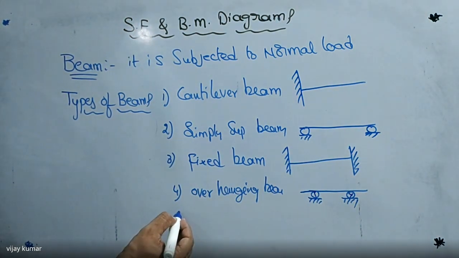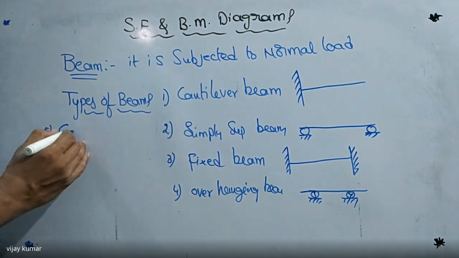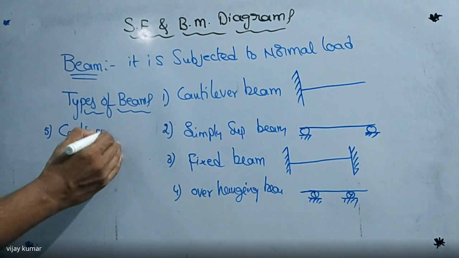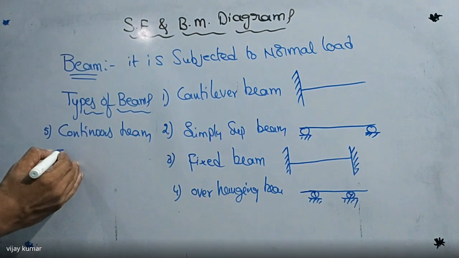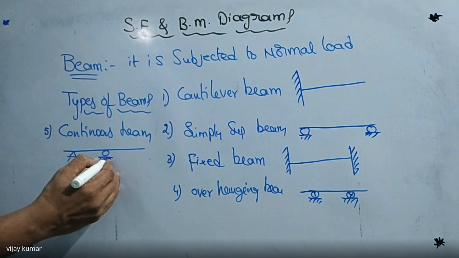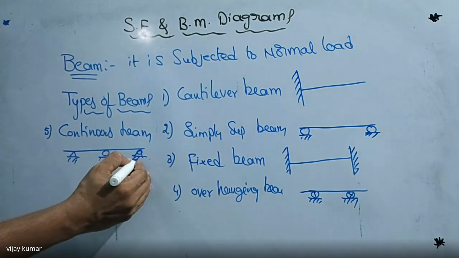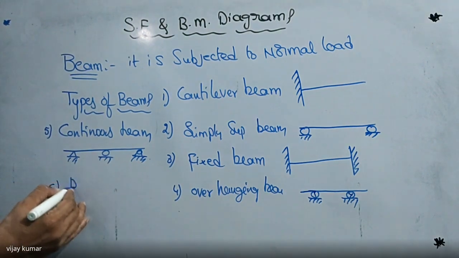And the fifth one is the continuous beam. What is the meaning of continuous beam here? A continuous beam is a beam which has more than two supports. This is the beam I am taking here. This is one support, this is another support, and this is another support. As the number of supports increases beyond two, the beam is named a continuous beam.